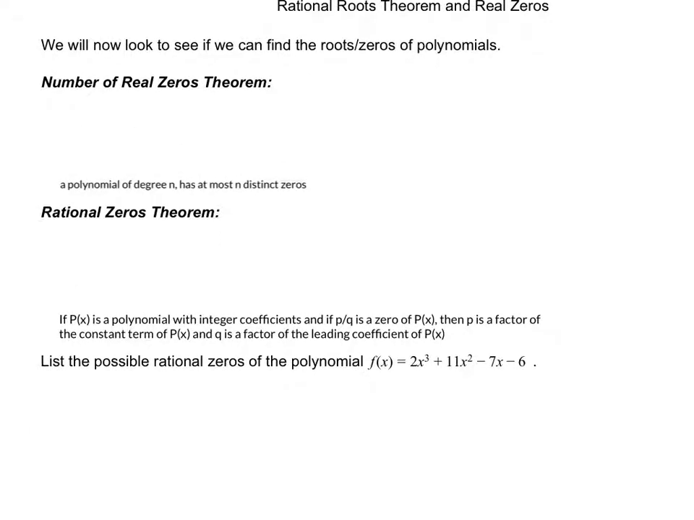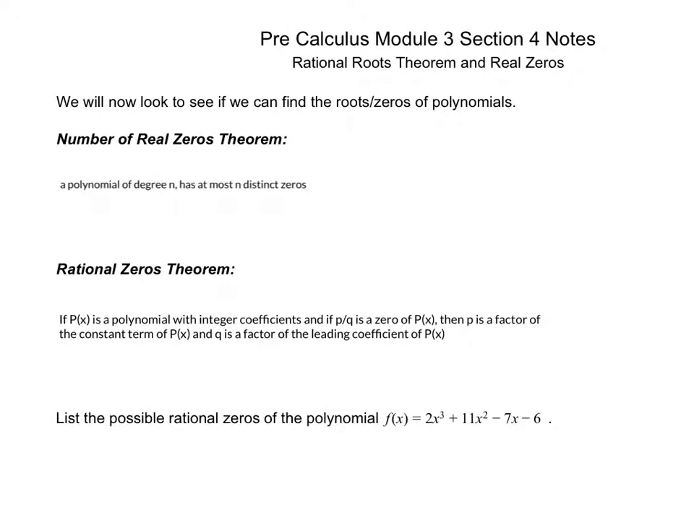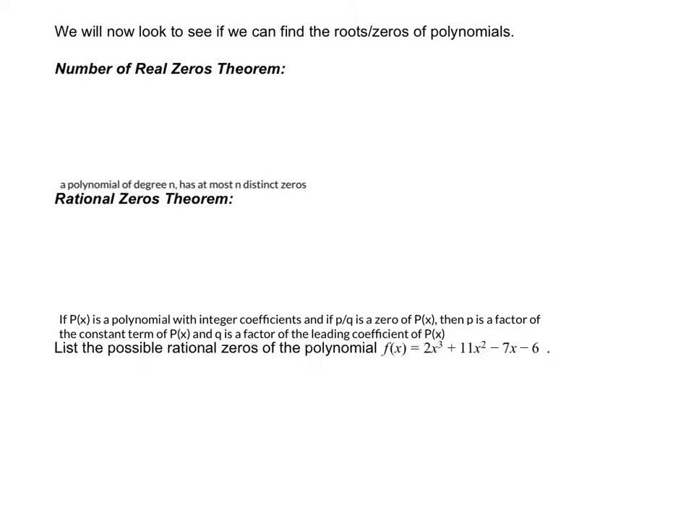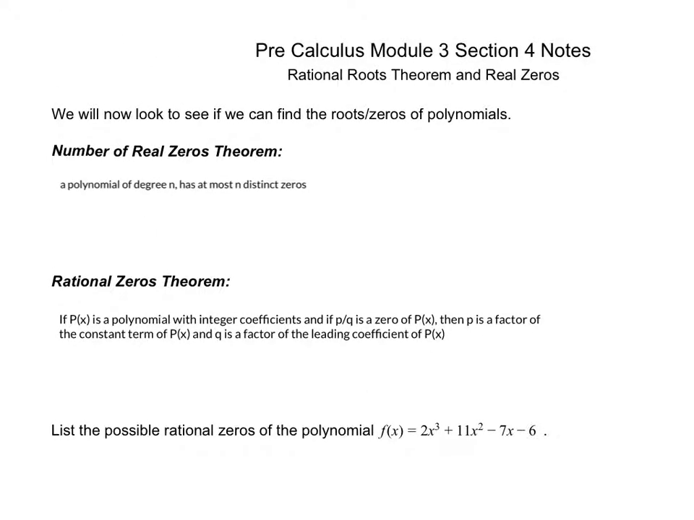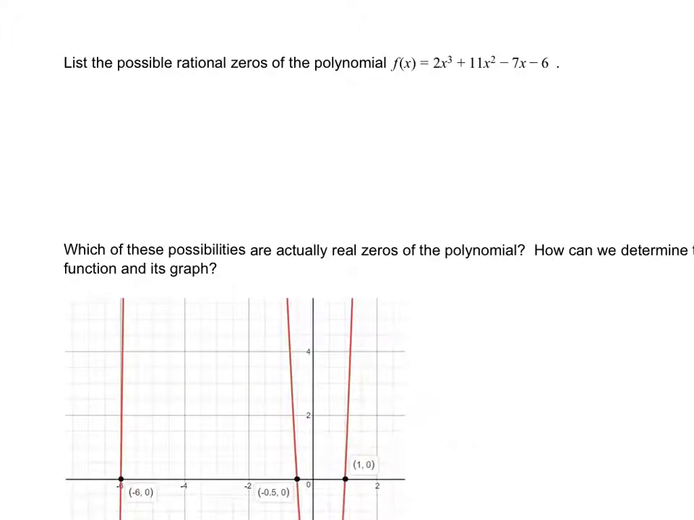So we want to list the possible zeros of our polynomial f of x equals 2x cubed plus 11x squared minus 7x minus 6. So we're going to list the possible rational zeros of the polynomial f of x equals 2x cubed plus 11x squared minus 7x minus 6. So first we want to identify p and q.